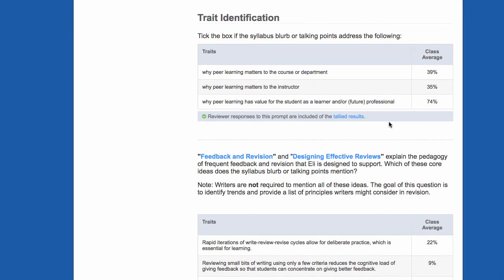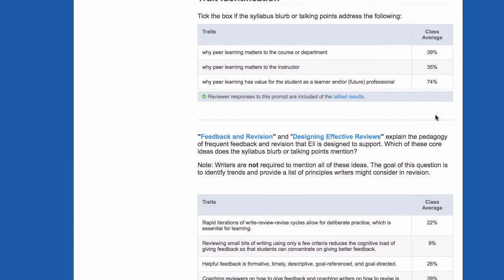The trait identification checklist then lets us see what was popular across the whole set of drafts. About 35% of the drafts read by reviewers grounded peer learning in a course or department goal or in the instructor's personal pedagogy, but double that talked about the value to the student as a learner or professional, and that was really the goal of the assignment. So if you didn't get a check mark in the why peer learning has value for students, that's something to really pay attention to in your revision.